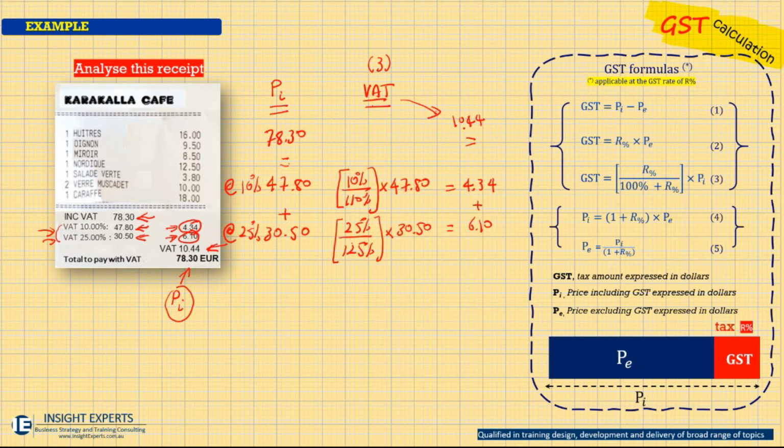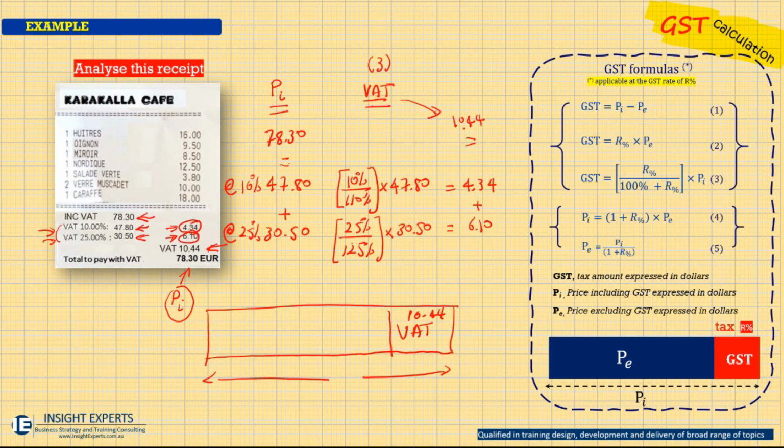Now, one thing I would like to leave you with before we move to the next section, but to explain it, let me just first draw the block, which is a summary of the findings. So yes, we know that this is the VAT amount, and that amount goes to the taxman, which is equal to 10.44, and the amount paid by the customer at point of sales is 78.30 euros. So that's PI.